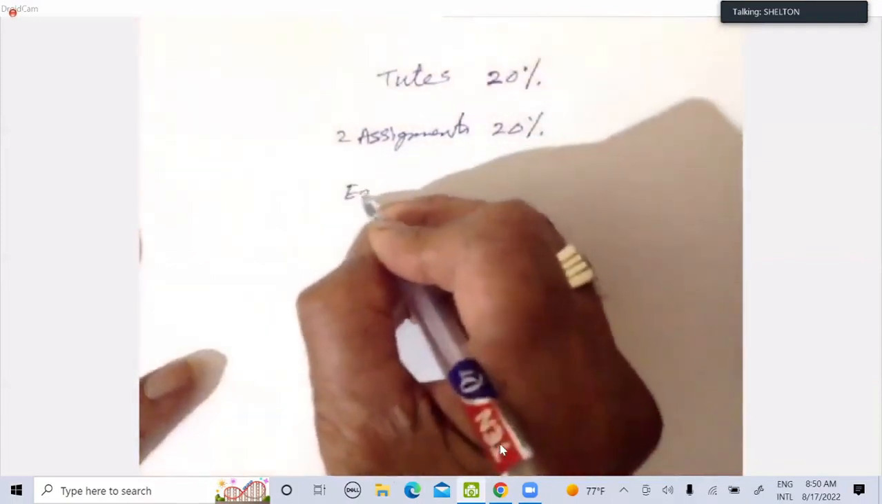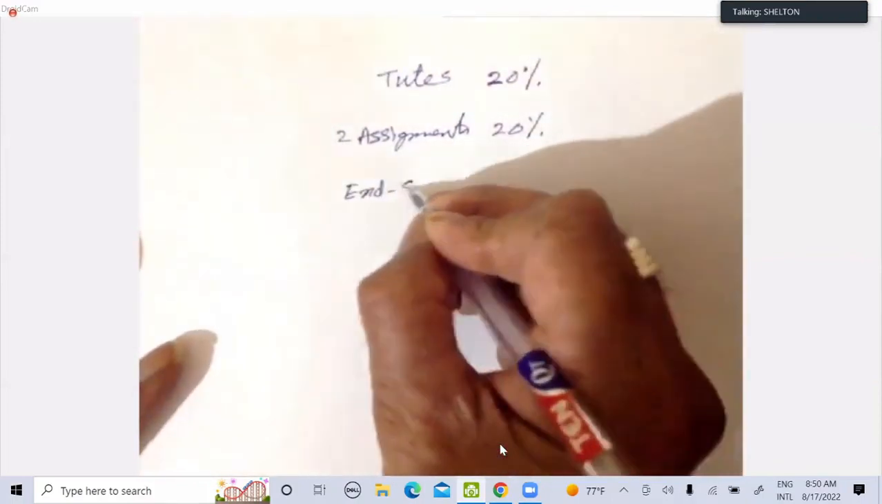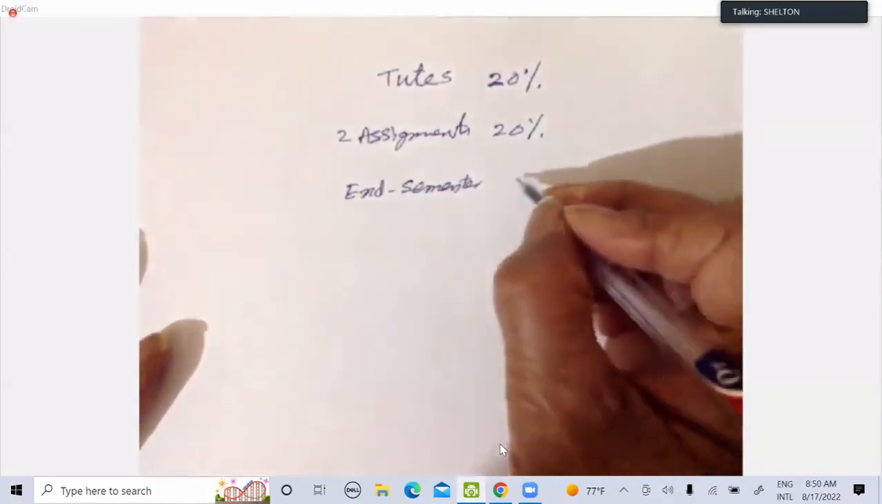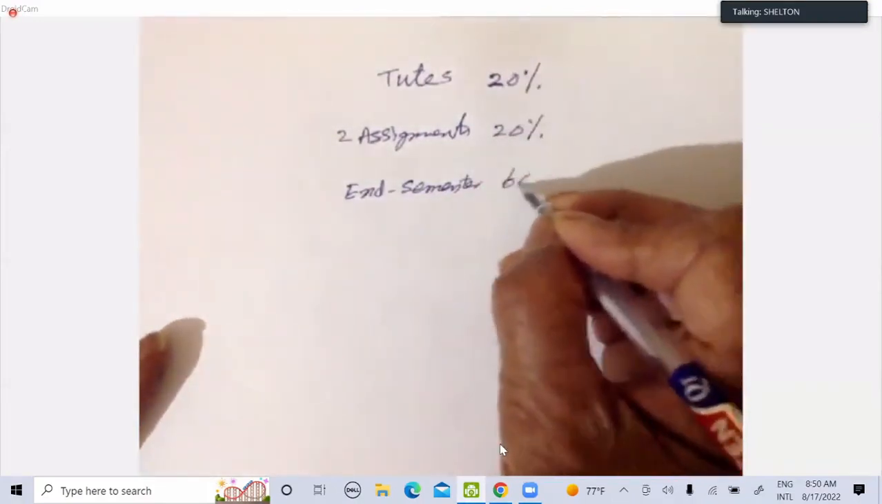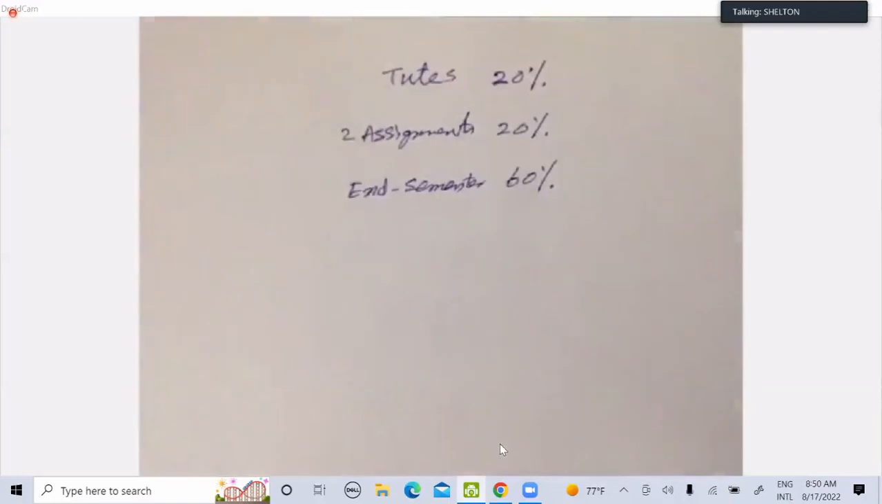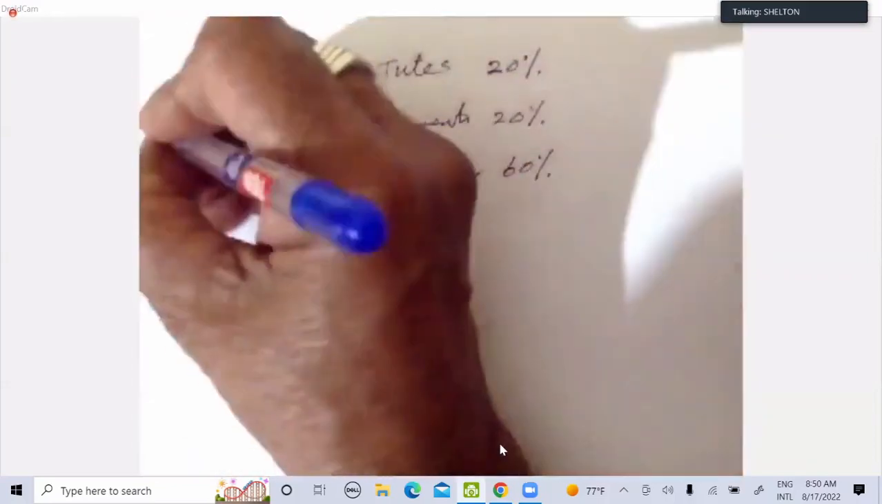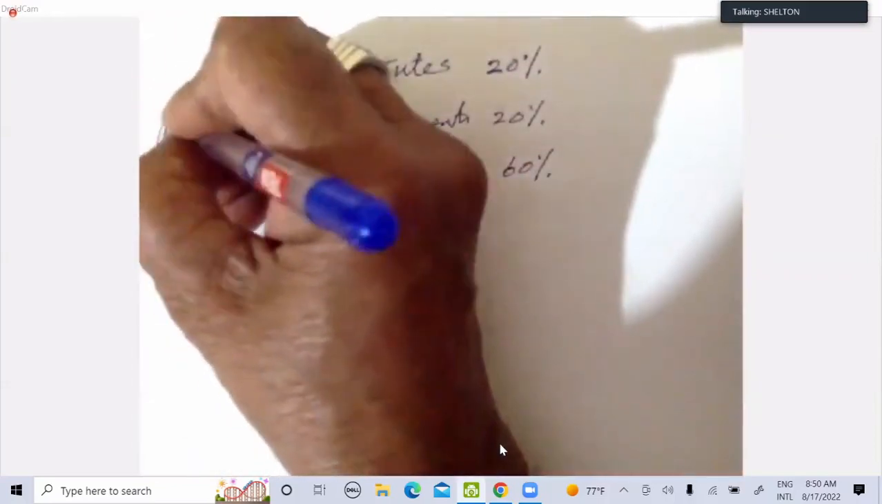Then there is the end semester examination, which is 60%. That is how the 100 marks are divided. When I give the assignment tomorrow at 9 a.m., the assignment will be uploaded.